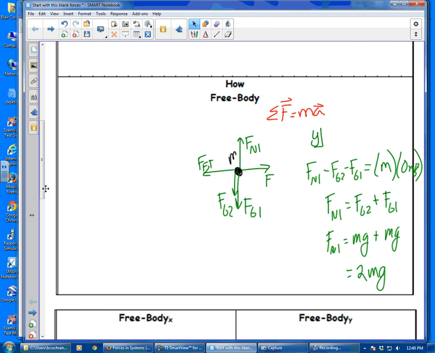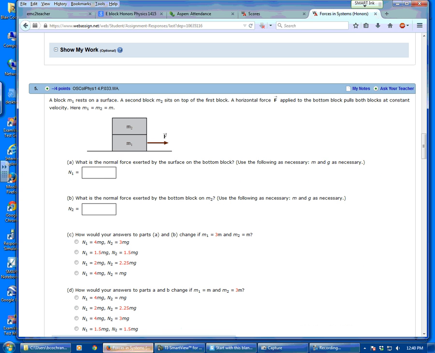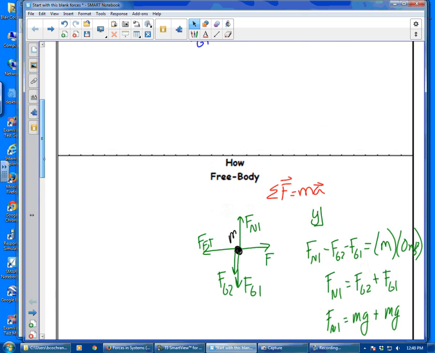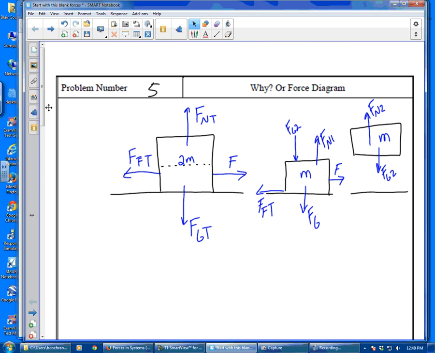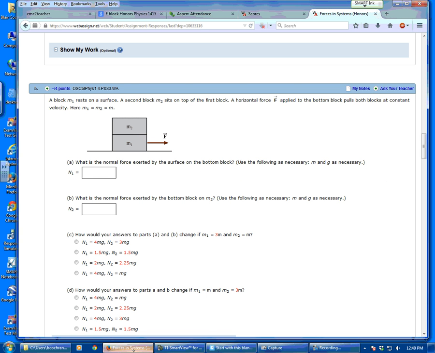And let's see, then the next part they wanted was the normal force exerted by the bottom block on M2. So that would be Fn2. And so you would do your free body of the top block, put it into the equation just like we just did for this block, and you'd find Fn2. So same exact procedure, just for the top block rather than the bottom block.